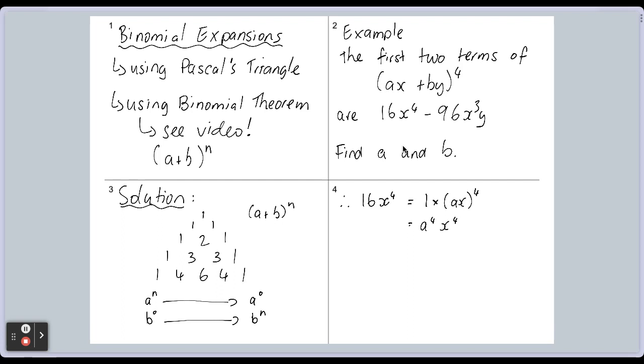Now, I'm not going to write this down just for time's sake, but what I'm going to do now is equate the coefficients. So the powers of x are the same, and so I take the coefficients of x to the power of 4 and I equate them. So I say a to the power of 4 is equal to 16. That's equating coefficients. Therefore, a is equal to plus or minus 2. Okay? If it was an odd power, I could just say positive 2, but it's an even power, so it's plus or minus 2. Give you a moment to sink that in, and then I'll go to the next page where there's a bit more room.